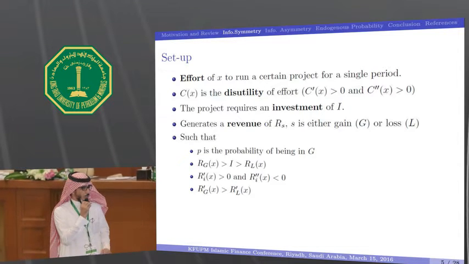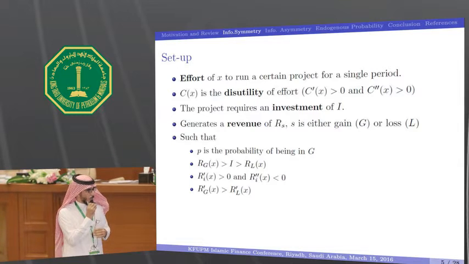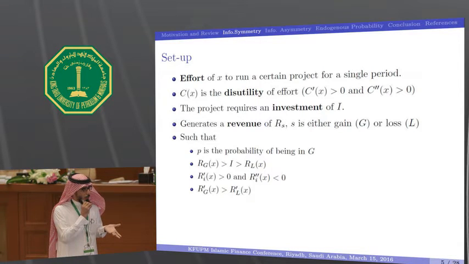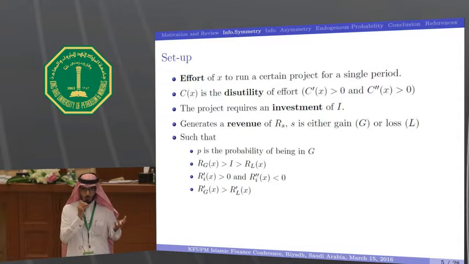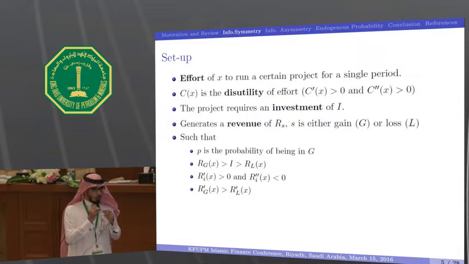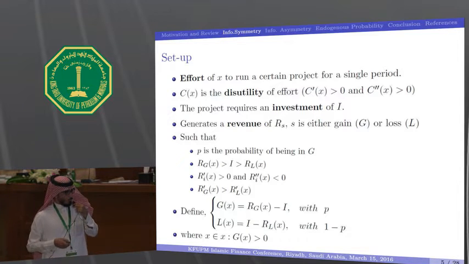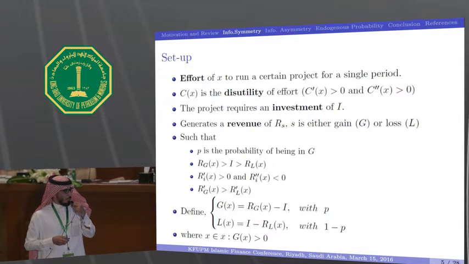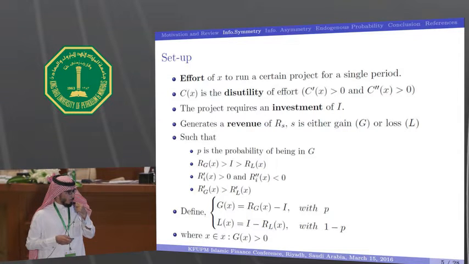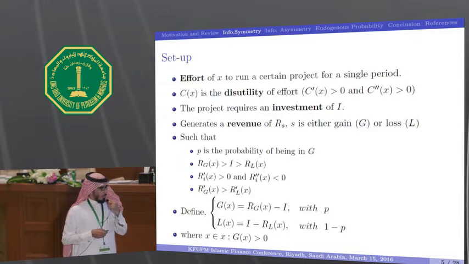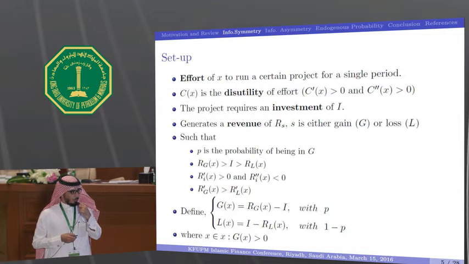These are in dollar terms, by the way. And the third assumption is that the marginal gain is better than the marginal cost, just to give the entrepreneur the incentive to undertake the project. This is the setup. So let's define these two variables. G(X) is the gain in dollar terms with probability p, if the gain state is realized. L(X) is the loss in dollar terms too, with probability 1 minus p.